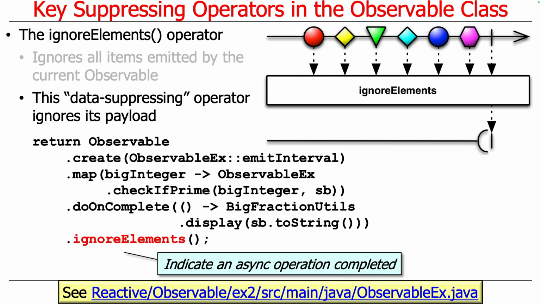And then we put .ignoreElements at the very end of this chain, and this is used to indicate to something that's waiting, not blocking necessarily, but waiting in a reactive sense. It can now indicate that this asynchronous operation is complete. Why would you want to do that, you might ask?